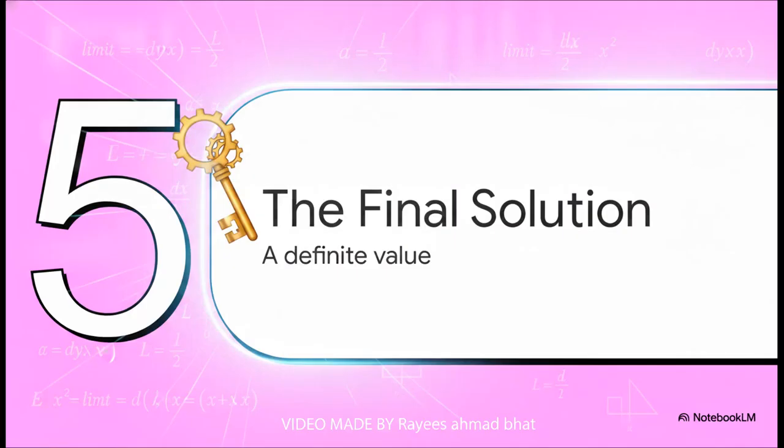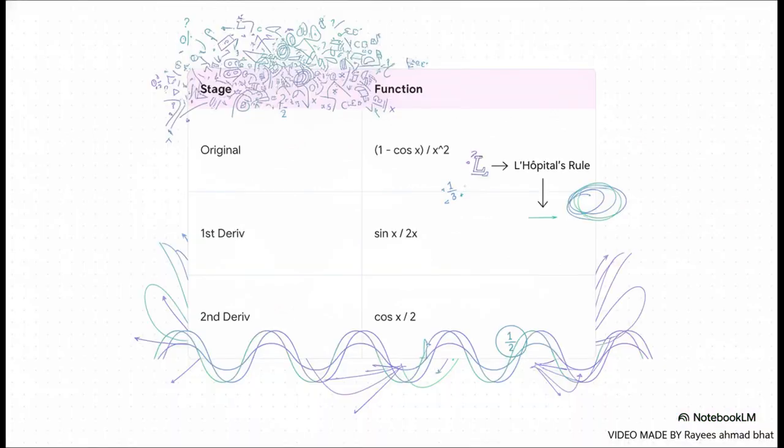Section 5. The final solution. Reaching a definite value. Let's just compare the evolution of this function for a second. We started with a complex, messy fraction that yielded 0 over 0. Our first application of L'Hopital's rule stripped away some of that complexity, leaving us with sine x over 2x. Still indeterminate, sure. But our second application, the double tap, stripped away the problem entirely. It left us with this super simple, elegant function, cosine x divided by 2.